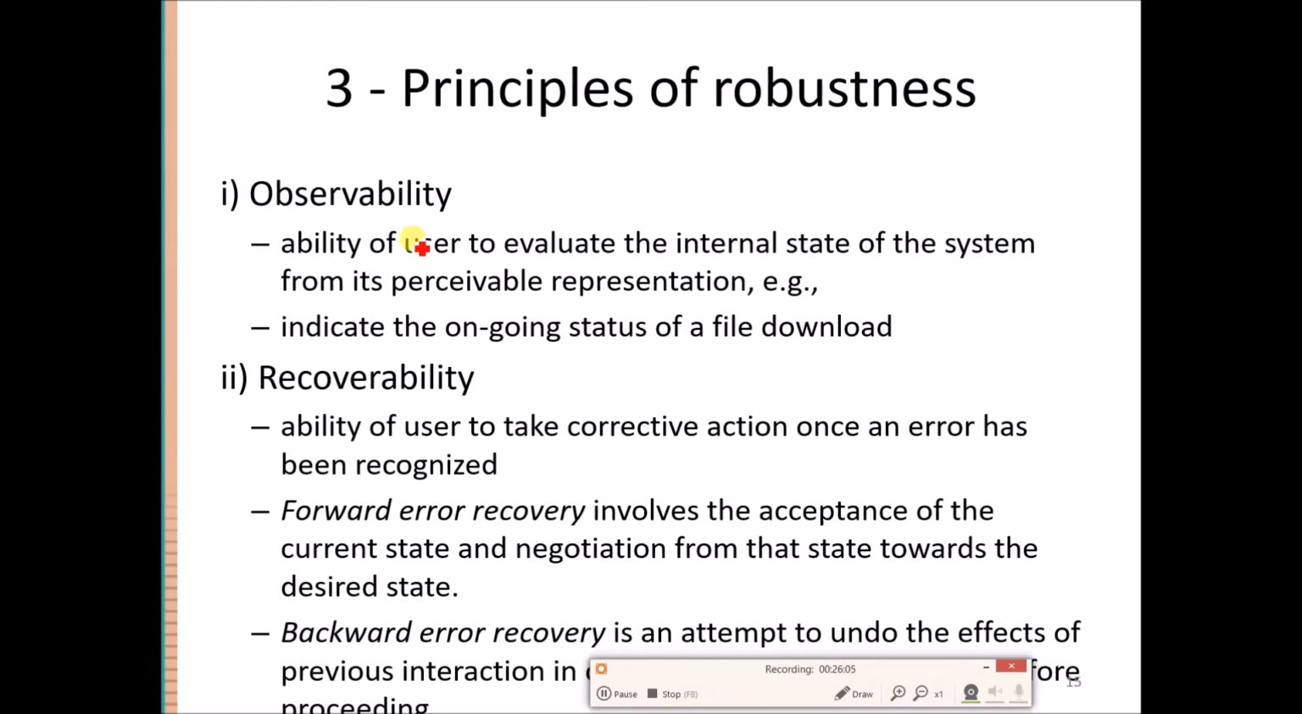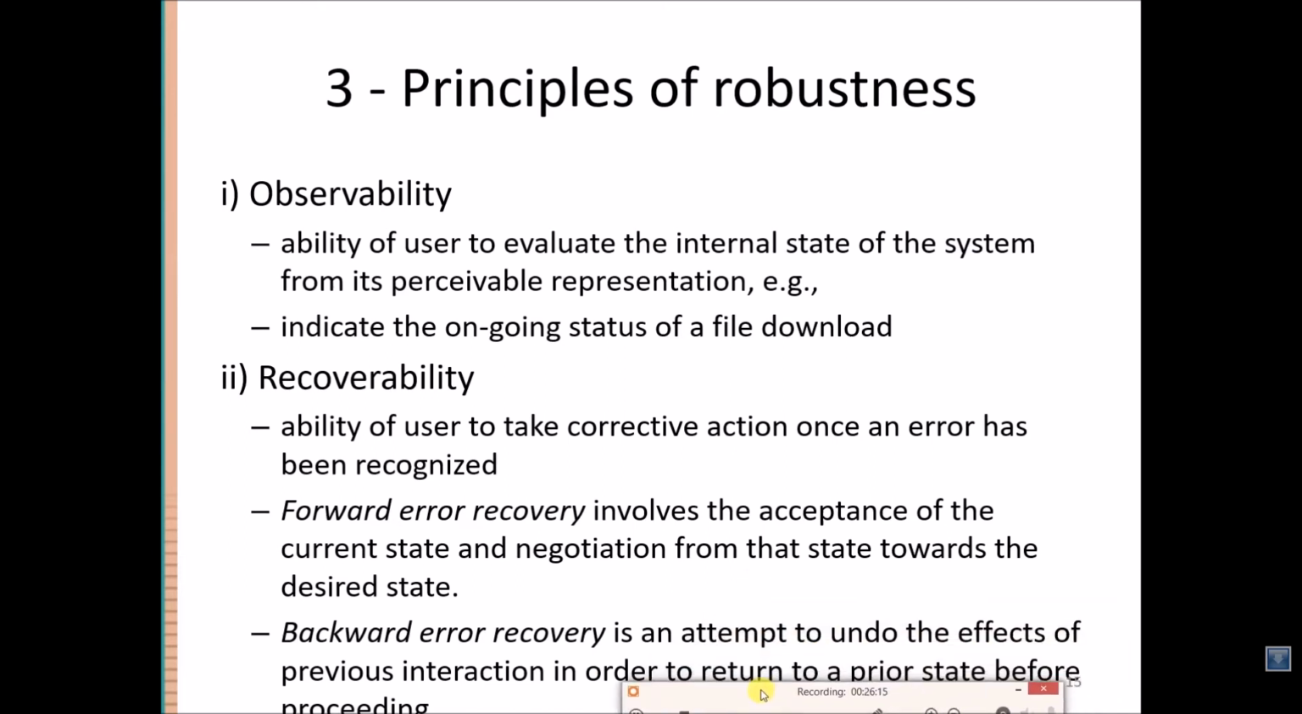First is observability. It is the ability of the user to evaluate the internal state of the system from the perceived representation. The meaning is that the user can understand the internal state of the system just by looking at whatever information is given to the user. By observing this information, the user can understand what is going on internally by looking externally. So this is observability.